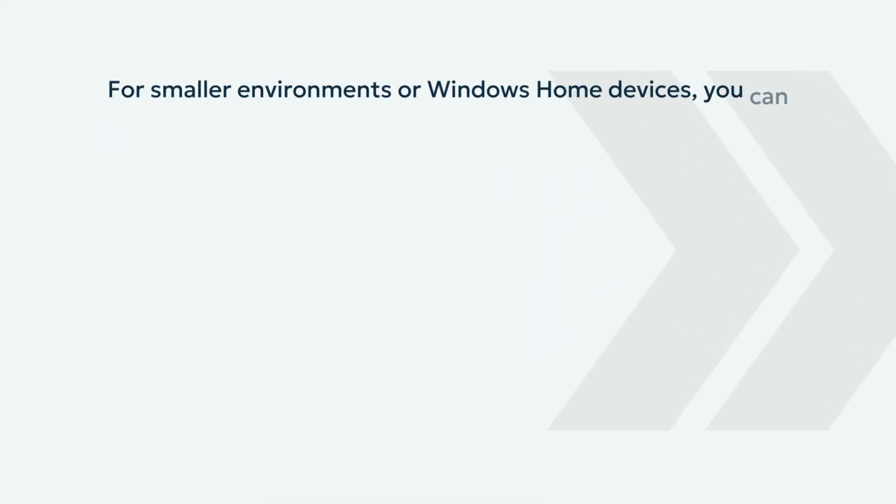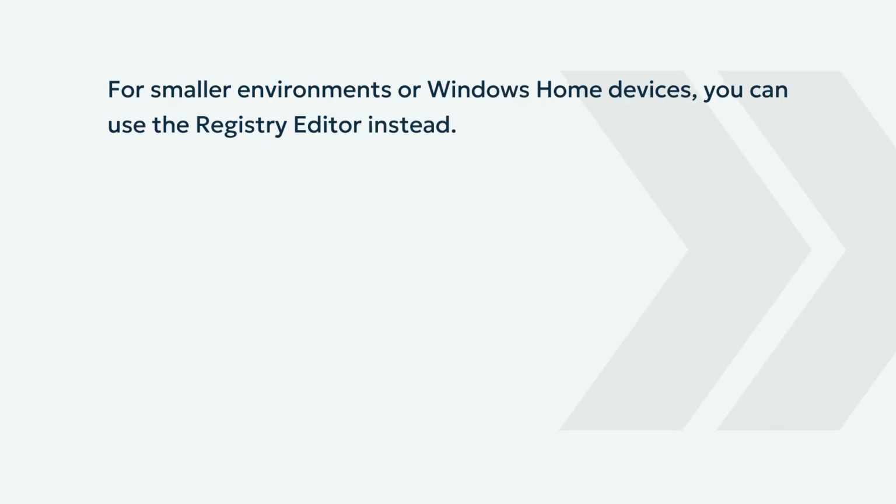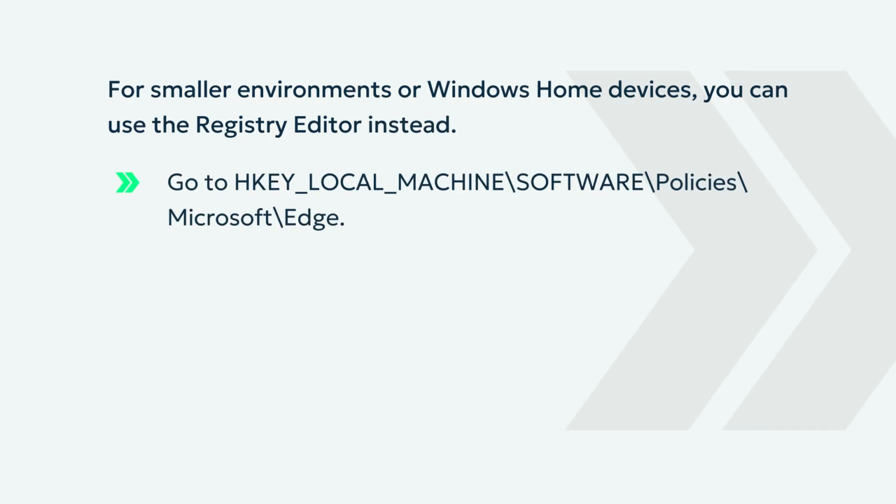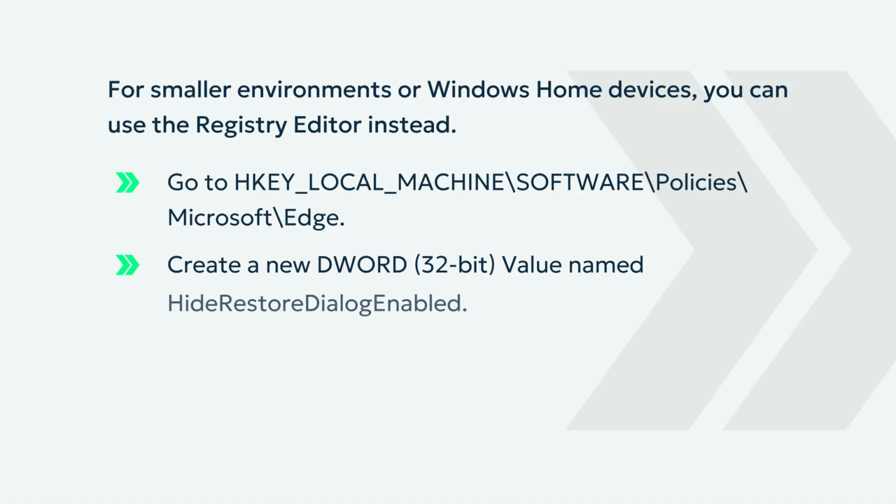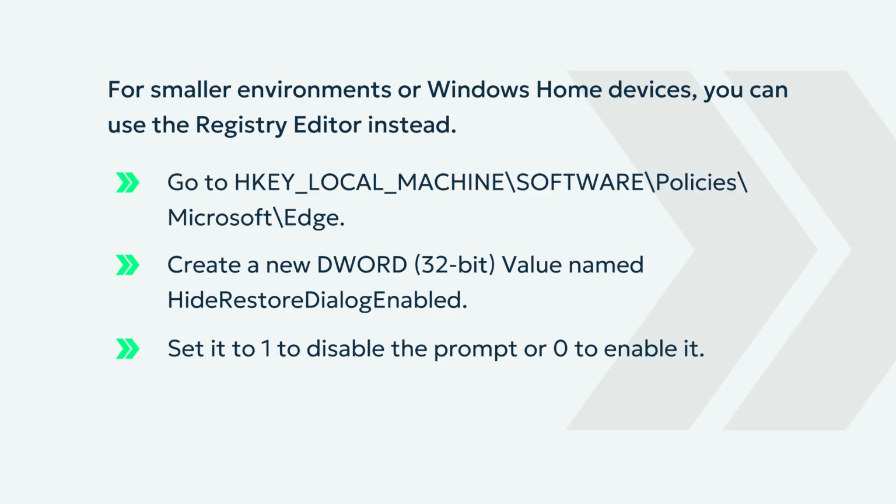If you're managing a smaller setup or using Windows Home, you can use the Registry Editor instead. Navigate to HKEY_LOCAL_MACHINE, Software, Policies, Microsoft, Edge. Create a new DWORD value named HideRestoreDialogEnabled. Set it to 1 to disable the prompt or 0 to enable it. Restart Edge for the change to take effect.